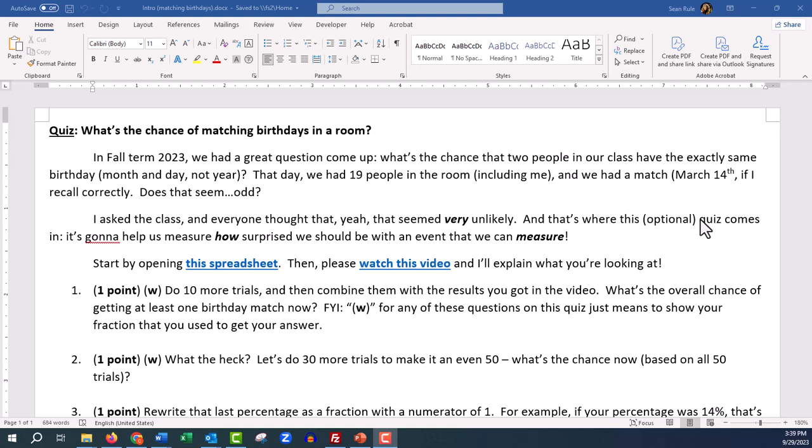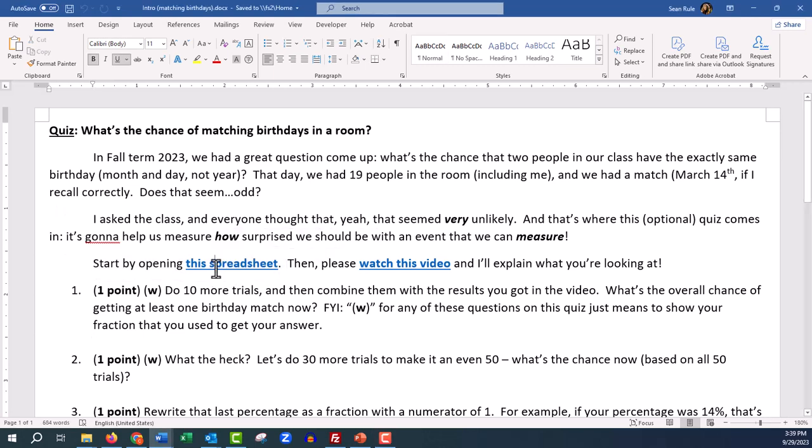Okay, my friends, let's take a look at this matching birthdays quiz and get some solutions for it. So what I did was I kind of simulated the idea of having a bunch of people in a room and randomly generating birthdays. So I'm going to go ahead and open this spreadsheet like it tells me to.